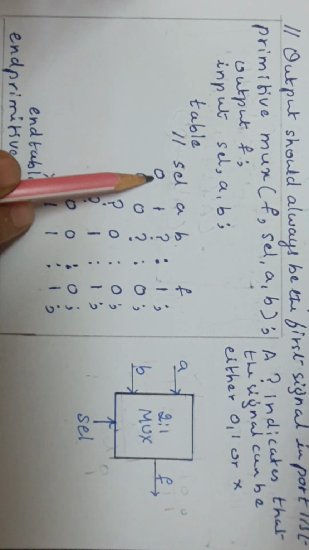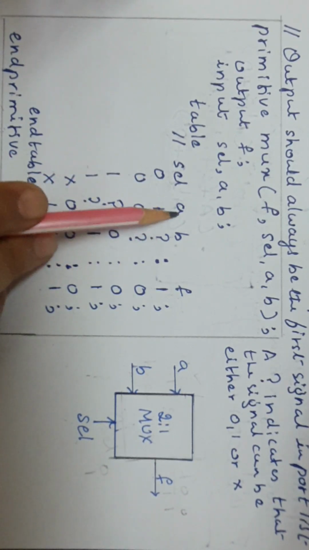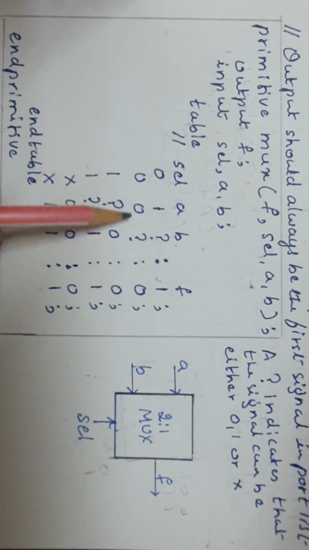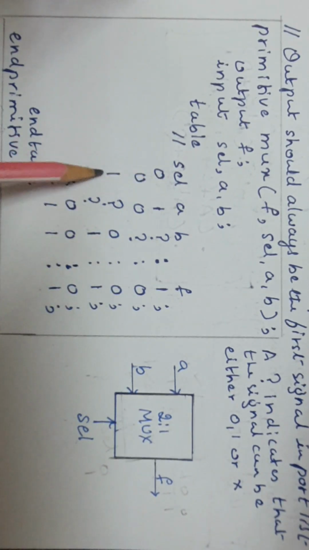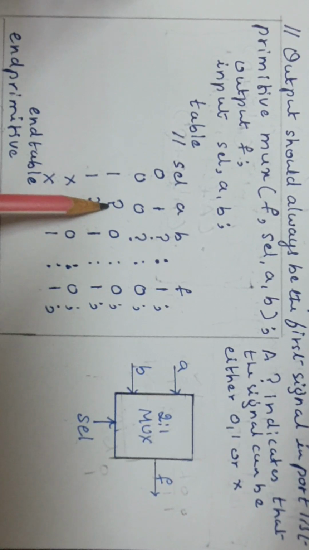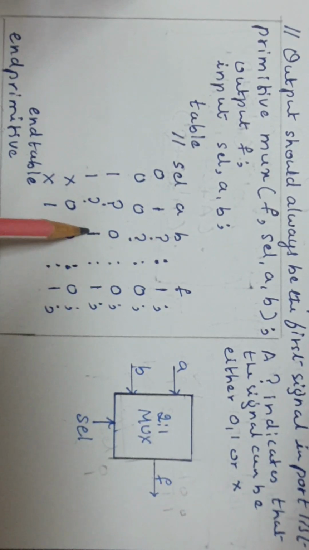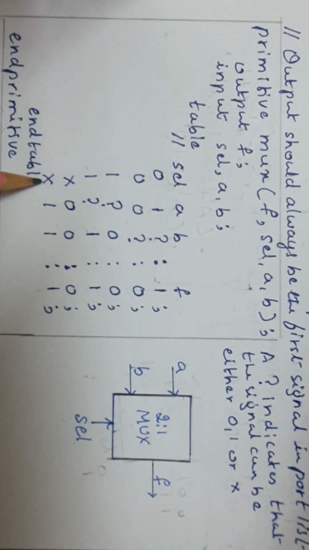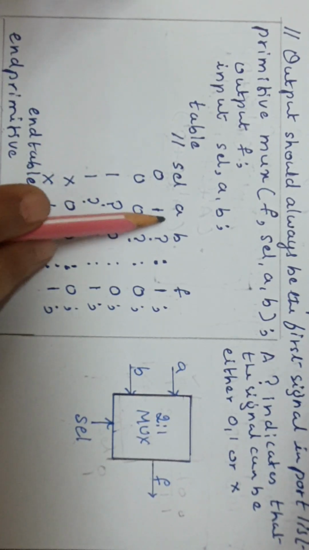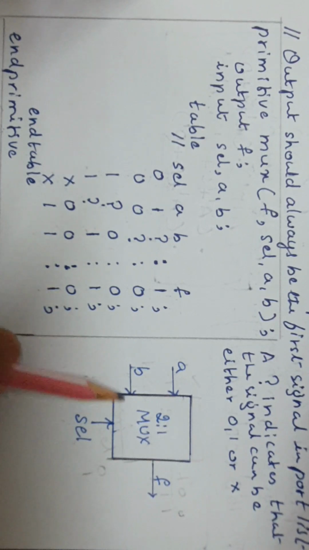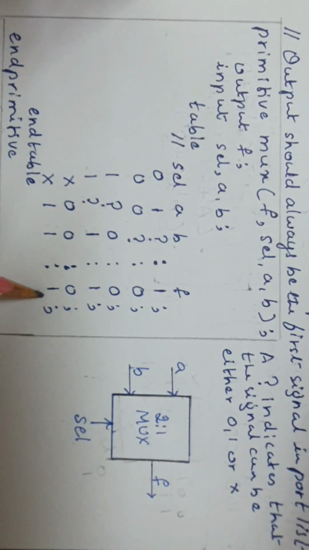So when SEL is 0, whatever be the value of B, if A is 1, F is 1; if A is 0, F is 0. If the SEL value is 1, whatever be the value of A, if B is 0, F is 0; if B is 1, F is 1. Here they have taken 2 extra lines for implementation. The cross mark means don't care condition, whatever be the value of SEL. If A and B are both 0, the output is made to be 0. If A and B are both 1, the output is made to be 1.